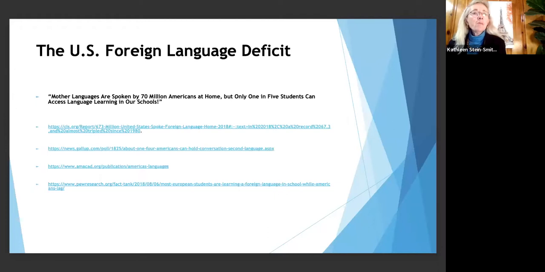Mother languages are spoken by 70 million at home. Only 1 in 5 students can get access to a language in our schools. And that's actually true. Fewer than 20% of US students study another language. And why? Often it's because they're not offered.